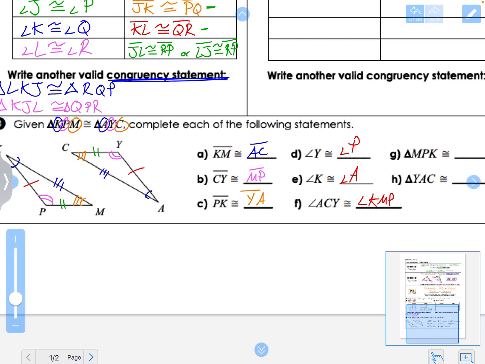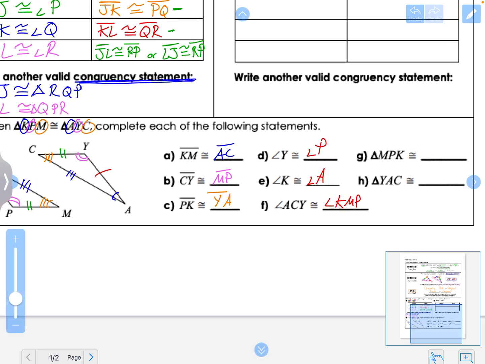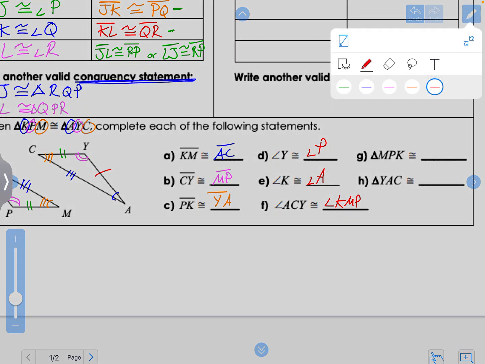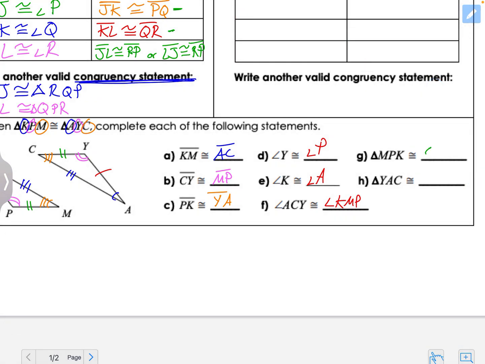And then these are congruency statements, so we need to match the letters. So if they put M first, we need to put C first. If they put P next, we need to go Y. And if they put K last, we need to go A. For our next one, if they put Y first, we got to go triangle P. A matches up with K, and C matches up with M.